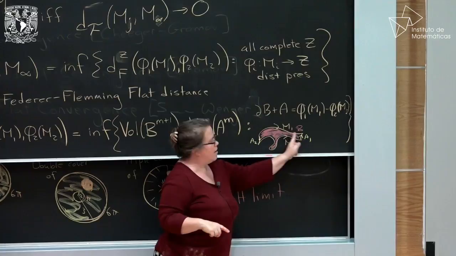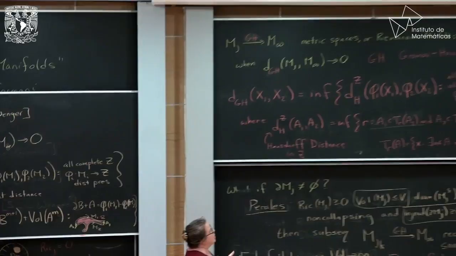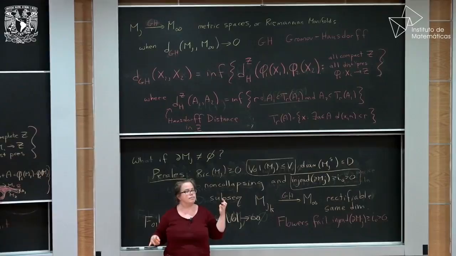So this distance here is very different from the Gromov-Hausdorff distance, because now instead of measuring a radius between the two spaces, we're measuring volumes between them. So when you measure volumes between spaces, things end up coming out very differently.